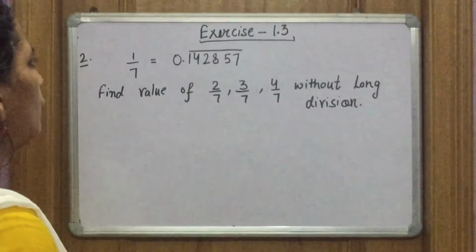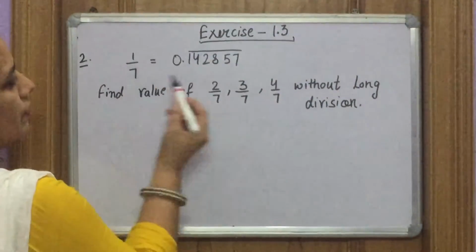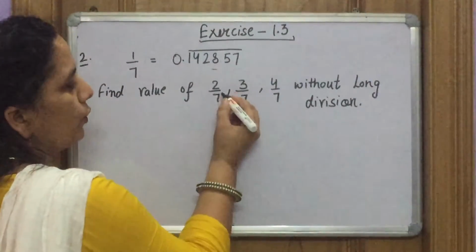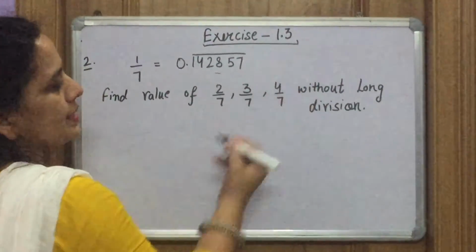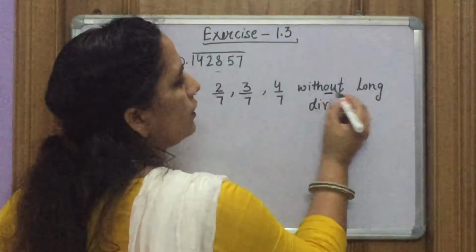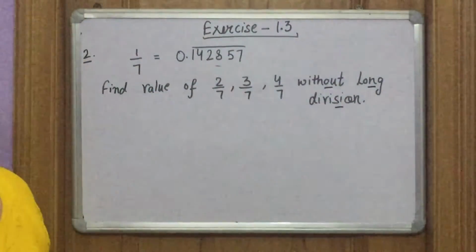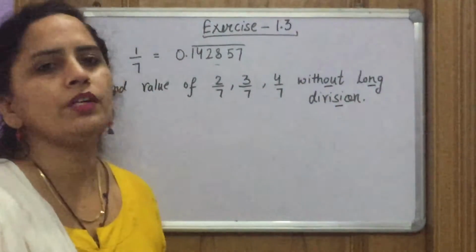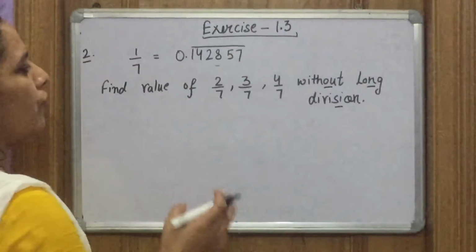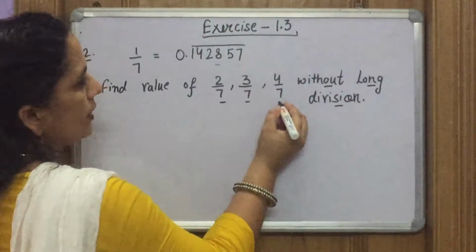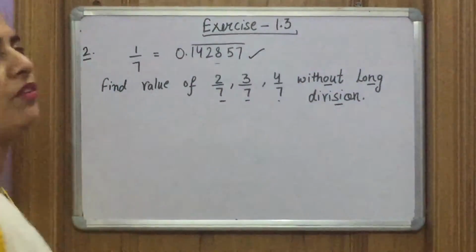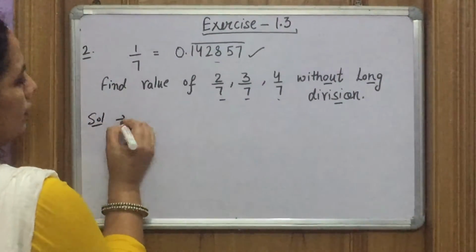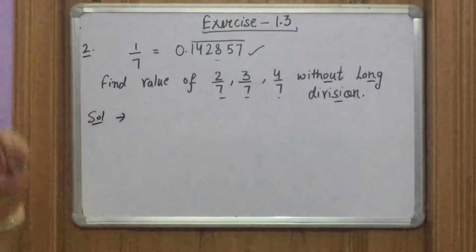You are given the value of 1 by 7 in this form and you have to find the value of 2 by 7, 3 by 7, 4 by 7 but without long division. That means you can't find the value of these numbers by long division. You have to find the value of these numbers by using this given value. So now let's start. How can we find the value of these numbers by using this value?